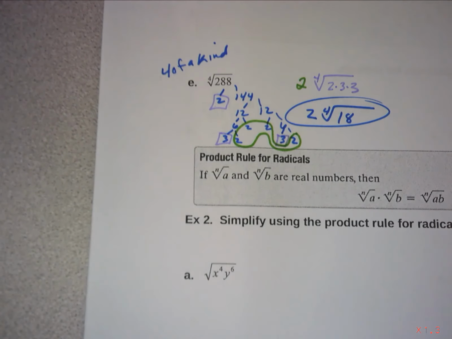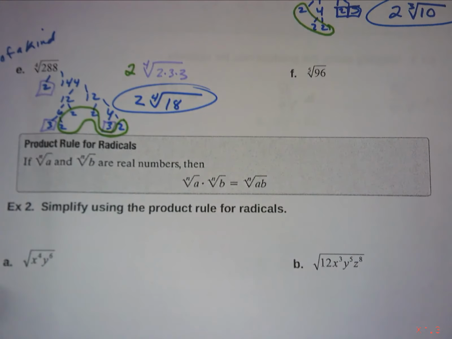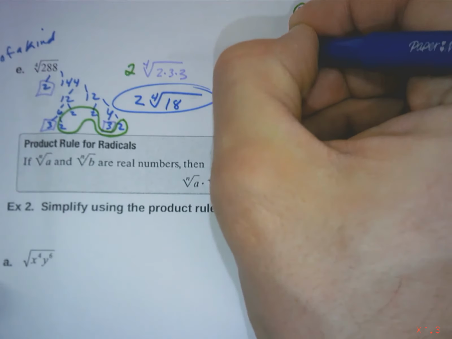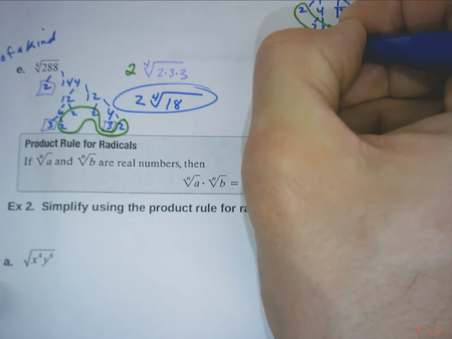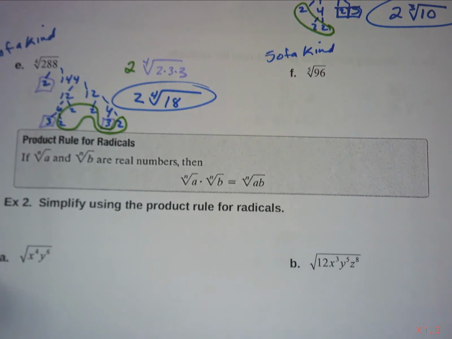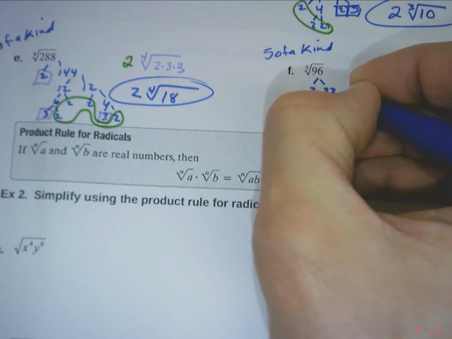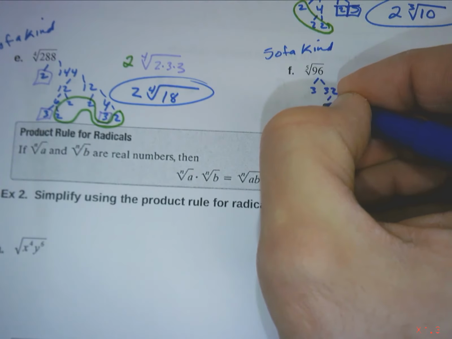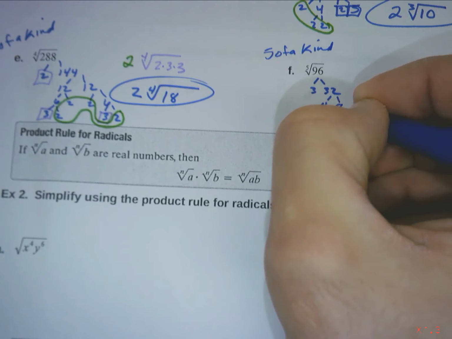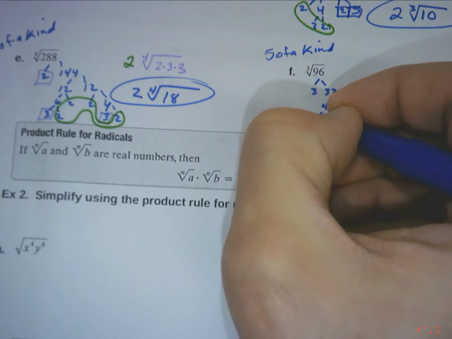Okay, so be very careful. You want to look for what the index is. That's what you're trying to get. How many? So when we look at F, I've got the 5th root of 96. So again, we're looking for 5 of a kind. I've got 96. I want to break that down. So 96 is what? 3 and 32. And then we can break down 32 as 4 and 8, which is 4 and 2, 2 and 2 for 8. And then 4 is 2 and 2.